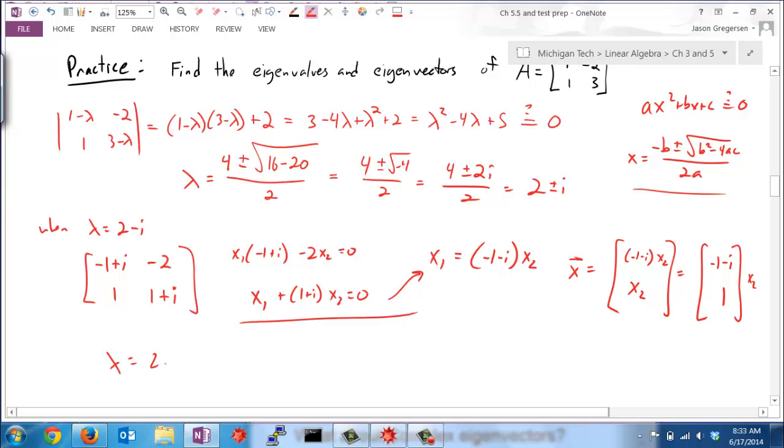So I have lambda equals 2 minus i. That gives me the eigenvector, negative 1 minus i and 1. And then I know right away that my second eigenvalue, 2 plus i, should give me an eigenvector that looks like negative 1 plus i and 1, the conjugates.